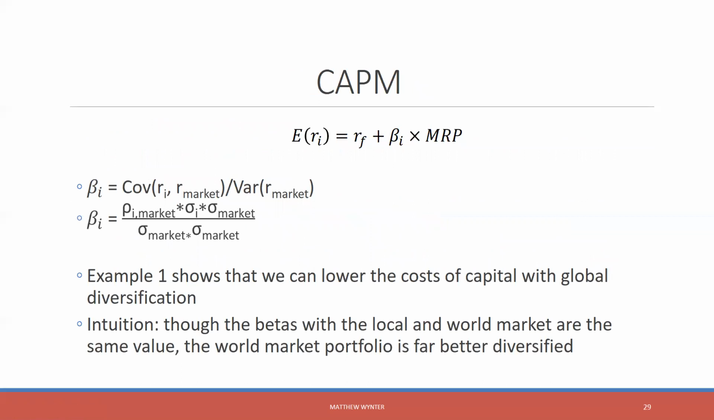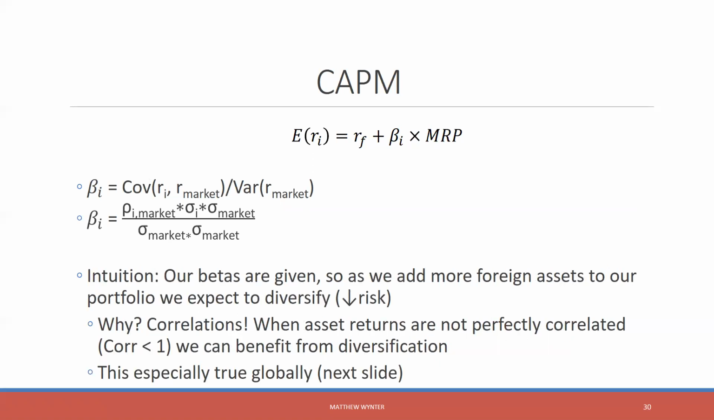Example 1 shows that we can lower the cost of capital with global diversification. The intuition is that though the betas with the local and world market are the same, the world market is better diversified. Our betas are given. As we add more foreign assets to our portfolio, we expect to diversify. We expect to reduce risk, holding constant expected return.